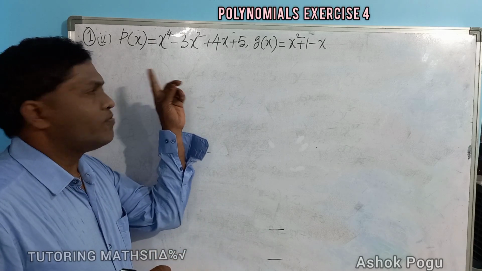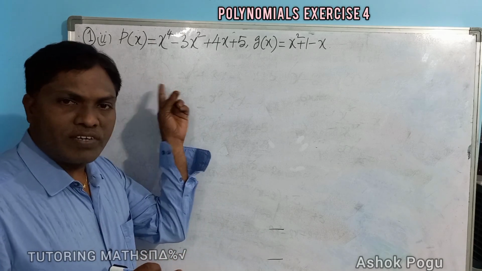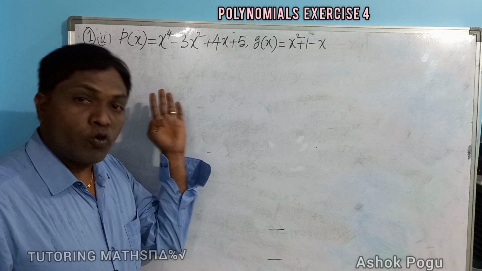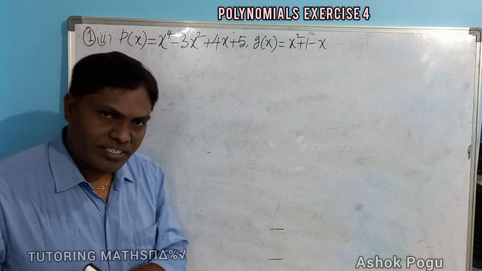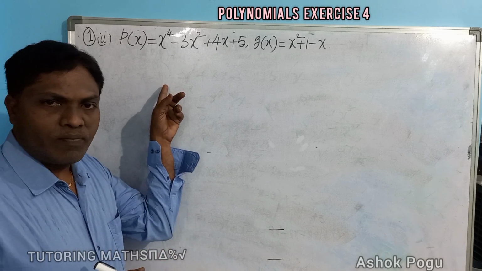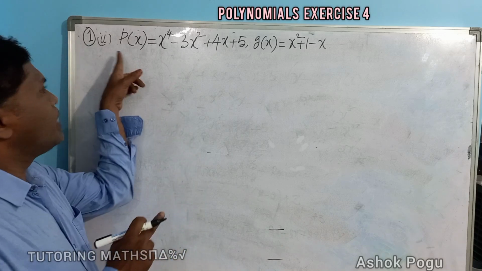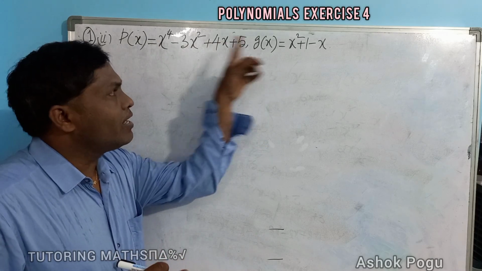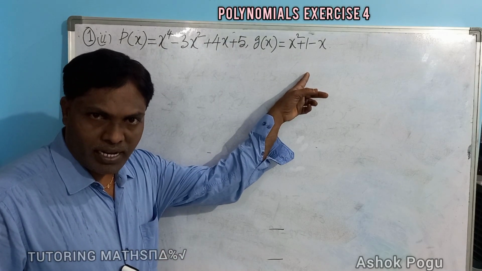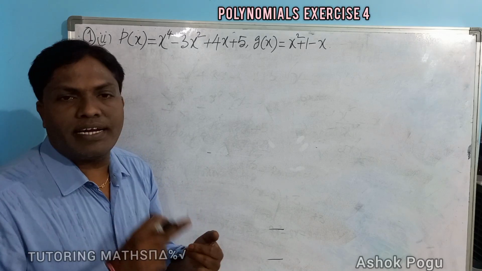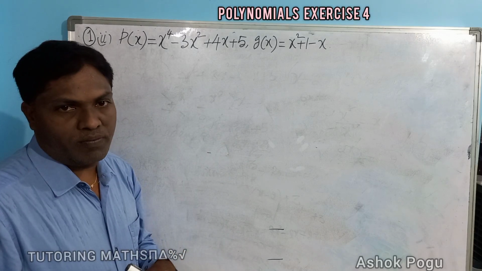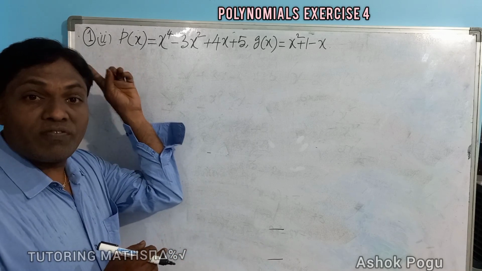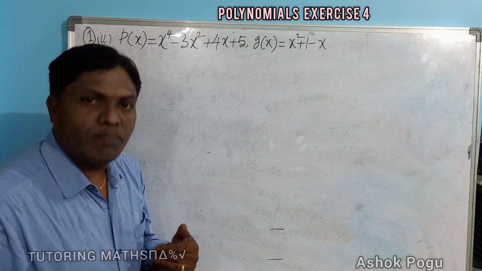Here, this is the very first bit. In the first bit we are going to discuss the second problem from the fourth exercise of the polynomials chapter. The question is we have to divide p of x by g of x. Divide this polynomial by the g of x polynomial, then find the quotient and the remainder in each and every problem. And I am taking one of the questions, that is the second question of the first bit of the fourth exercise of the polynomials chapter.